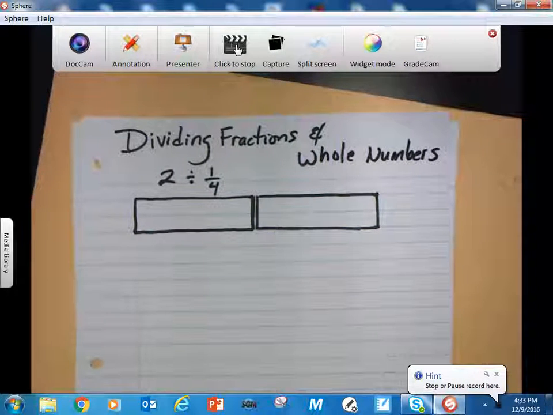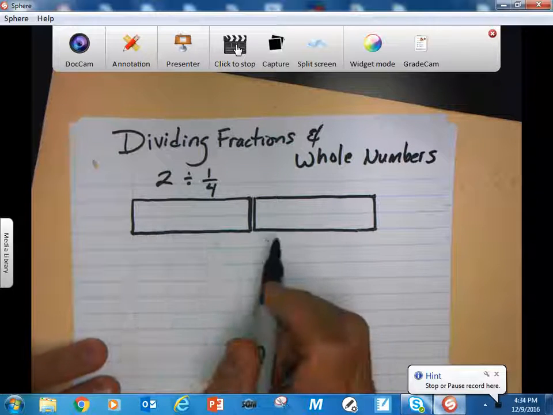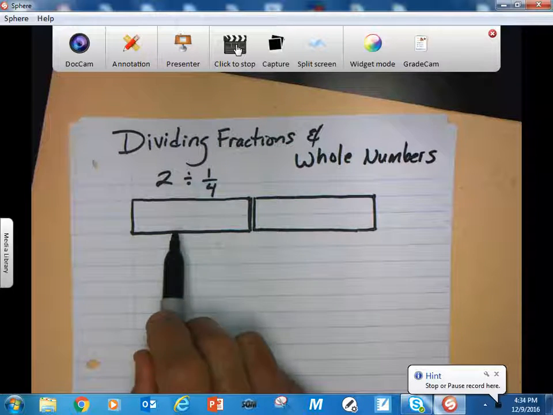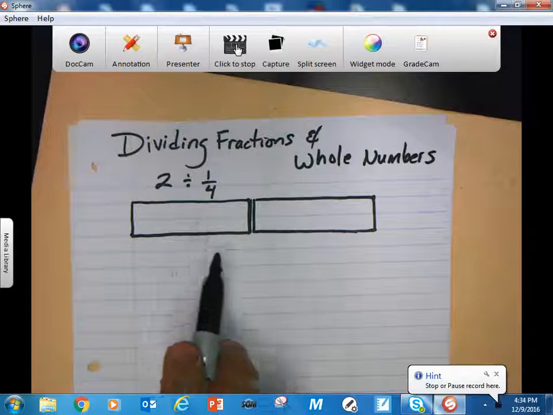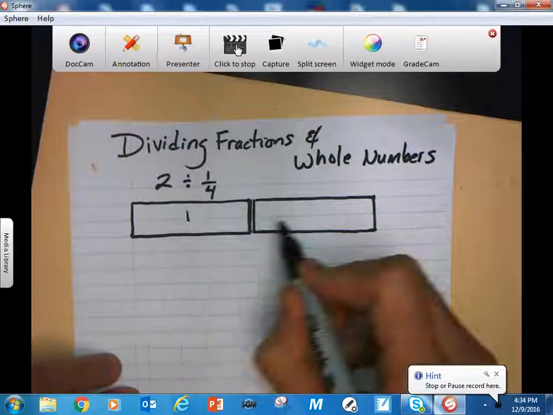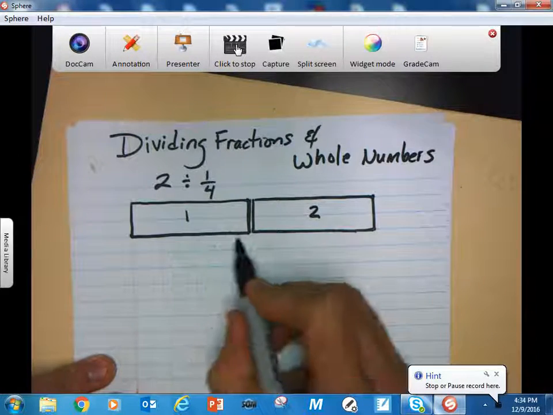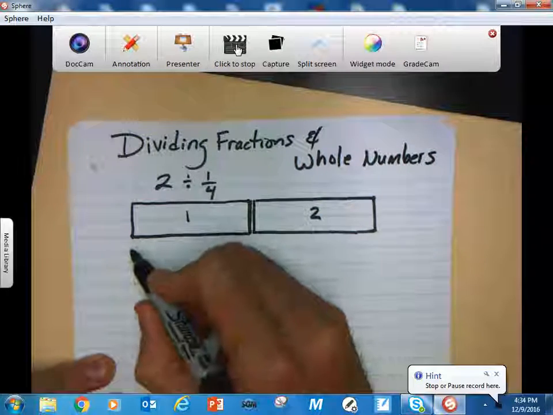Today we're looking at how to divide fractions and whole numbers. Here's a simple example. We have two wholes, and I want to divide two wholes into fourths. I have my 1 and my 2. To represent the fourths, I'm going to break each one into fourths.